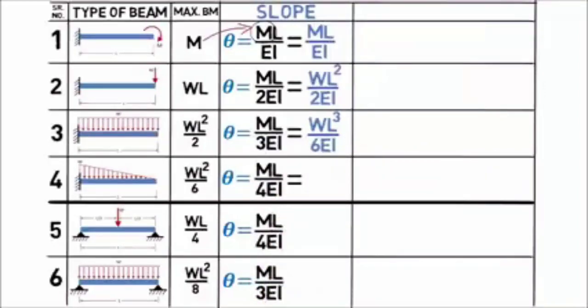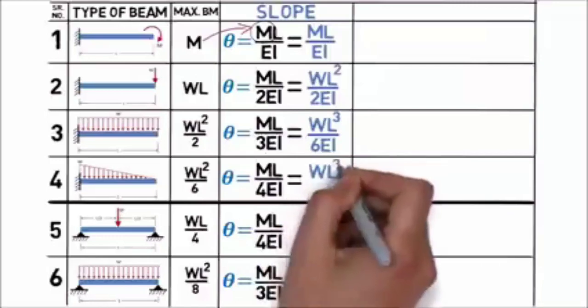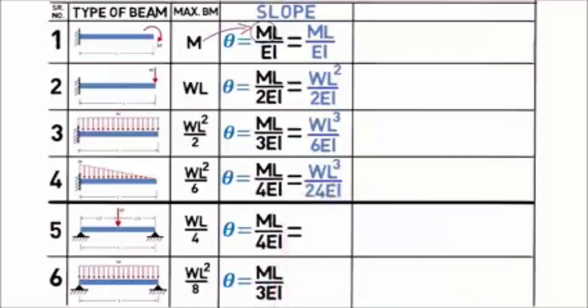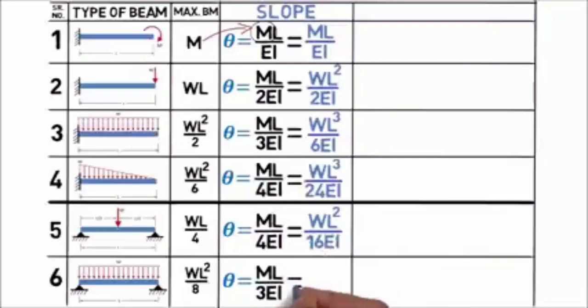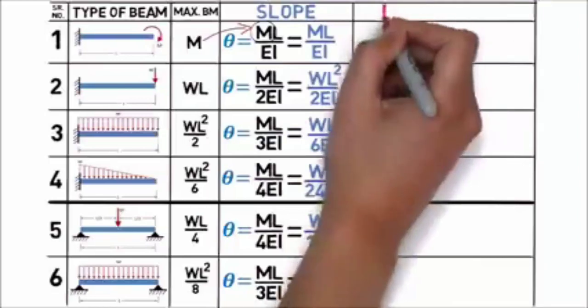Fourth case, a cantilever beam carrying a uniformly varying load, ML by 4EI, replace M by WL square by 6, so we get WL cube upon 24EI. For the fifth case, a simply supported beam carrying a point load at mid-span, ML by 4EI, replace M by WL by 4, so we get WL square by 16EI. For the sixth case, a simply supported beam with UDL, ML by 3EI, replace M by WL square by 8, so we get slope as WL cube upon 24EI. One more thing you should observe is that the slope of the 4th and 6th cases is the same, WL cube upon 24EI, for the cantilever beam carrying a uniformly varying load and the simply supported beam carrying a uniformly distributed load.